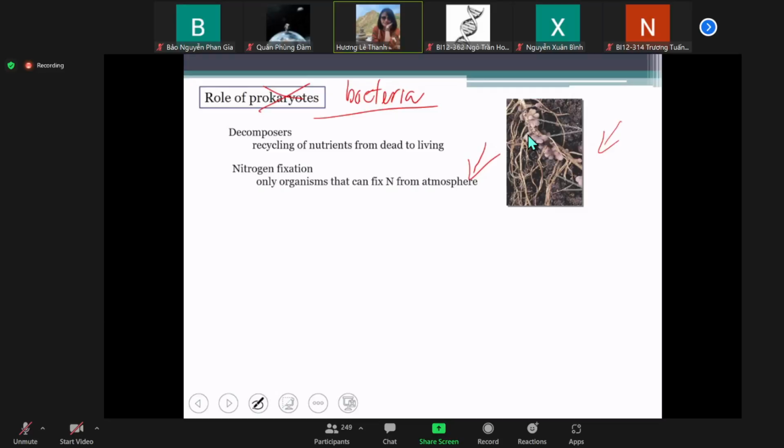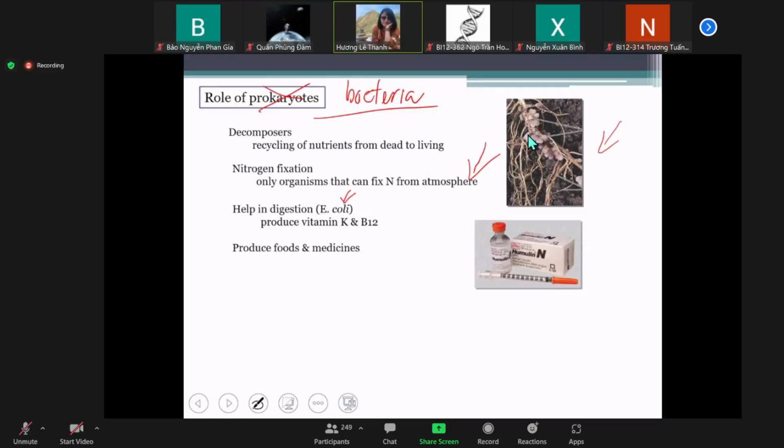And also they help our digestion. We have numerous E. coli in our digestive system, and they help break down the food. And also they produce vitamin K and vitamin B12 for us to use. So it's quite important. And also we can use them to produce foods like yogurts, right? Yogurts and medicines like insulin, right?